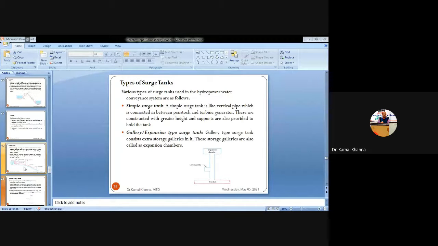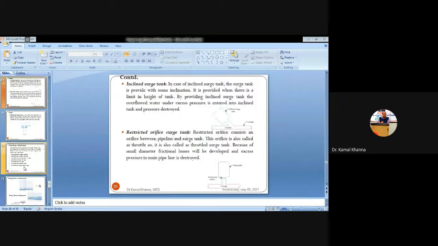These expansions limit the surges. As soon as the water is transported from the conduit pipe, the lower gallery and expansion chamber reduce the sudden rise in pressure and decelerate the momentum of the water being transported from one end to the other.